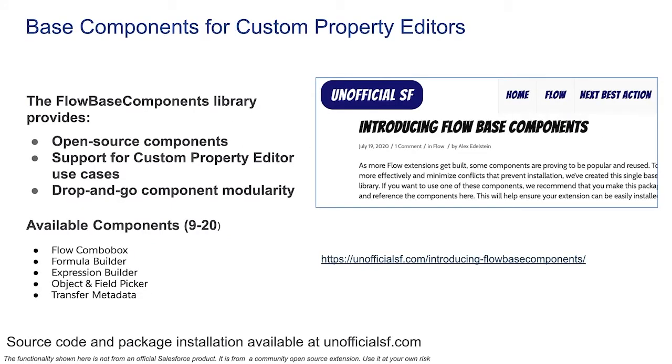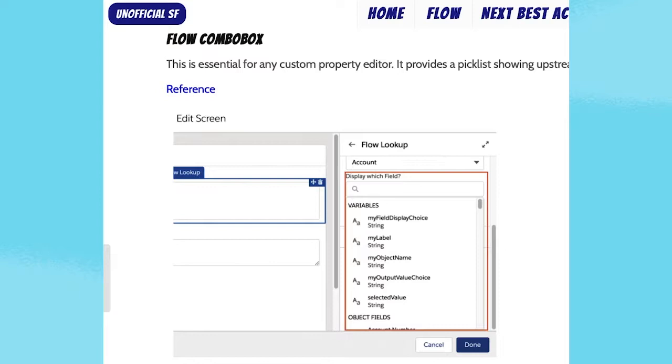And when you take a look at these, one of the things you may notice is that they use a community open source library called Flow-based components. That's going to allow you to build custom property editors without having to build things from scratch. For example, there's a Flow combo box, you can see it right here, that will automatically generate this nice pick list of all of the upstream merge fields. And you can focus on the part of the custom property editor that's important to your customers.